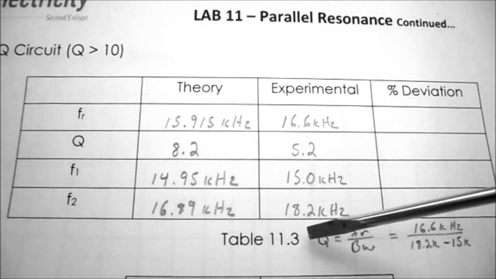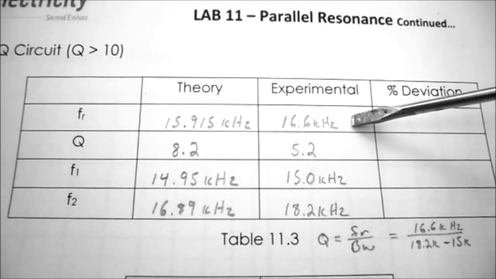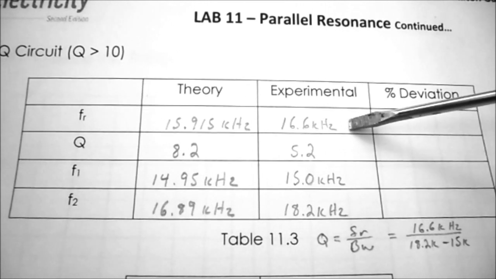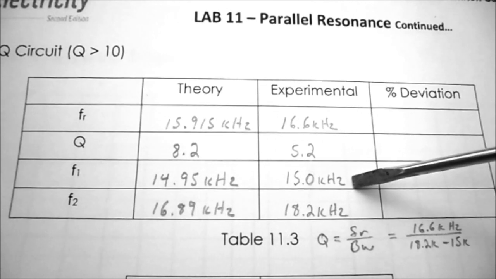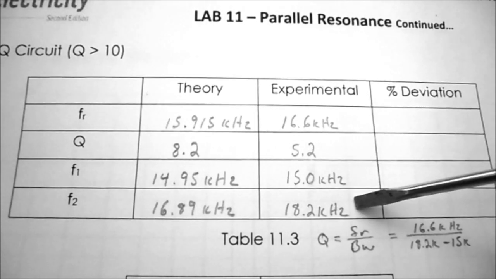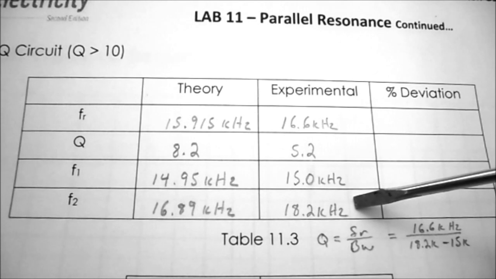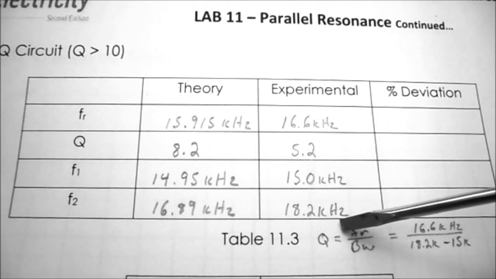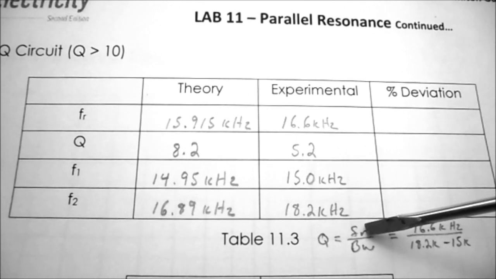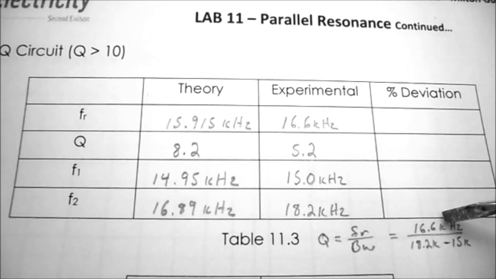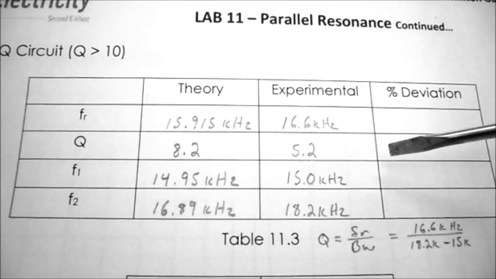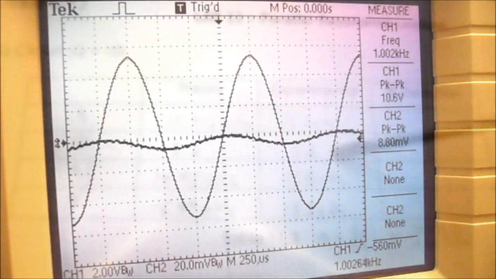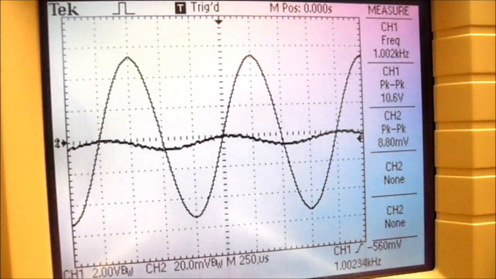So in table 11.3, I've recorded my resonant frequency as 16.6 kilohertz. F1, which is the lower frequency, is 15 kilohertz. F2, the upper frequency, is 18.2 kilohertz. Then calculating Q as being equal to the resonant frequency divided by the bandwidth, that's equal to 16.6 kilohertz divided by 18.2 kilohertz minus 15 kilohertz, and that works out to 5.2. So now I'm going to do the rest of the frequencies in the chart.